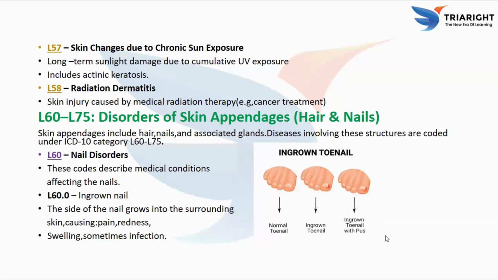And the third picture is about ingrown toenail with pus. So infection develops due to the bacteria entering the irritated skin. Why does this happen? Because of improper nail trimming, like too short or curved, tight footwear, toe injury, and also sometimes it is related to the hereditary curved toenail structure. So this is about the L60.0, which is assigned for ingrown nail.